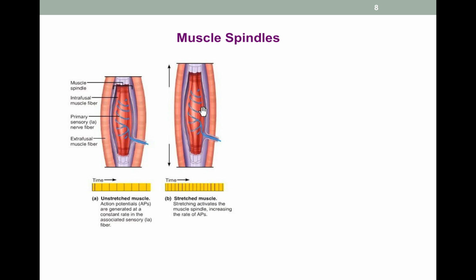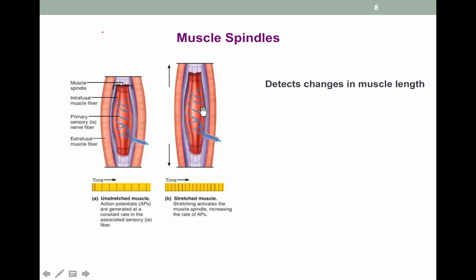This is kind of interesting because they have their own innervation from very specific neurons. They have sensory nerve endings that are interwoven throughout them so that they can sense stretch, and that's what we're going to see this tissue primarily is responsible for. So it detects changes in muscle length, or we can think stretch.